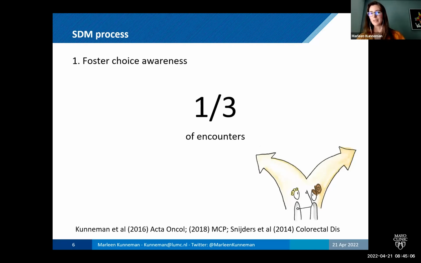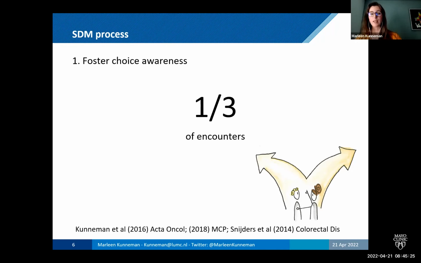So what do we know? It really depends on what kind of studies you follow, but in about one third of encounters, clinicians indicate that there is more than one way forward. So clinicians try and foster choice awareness.